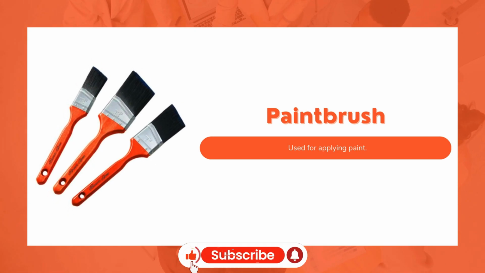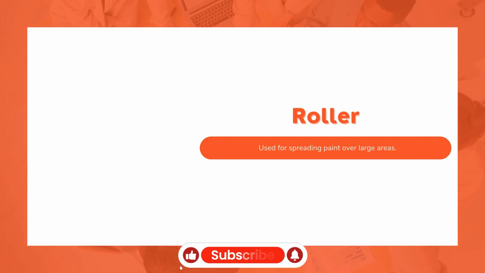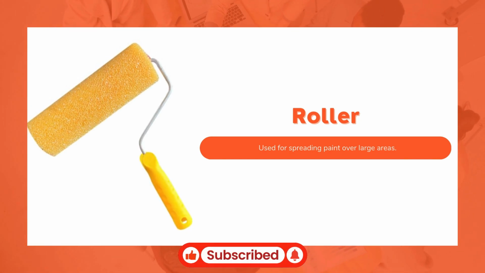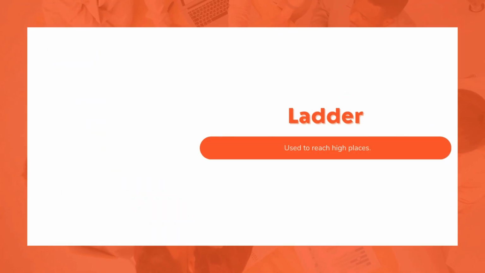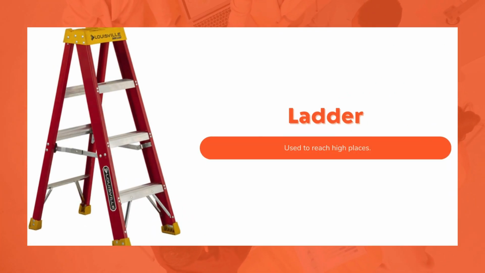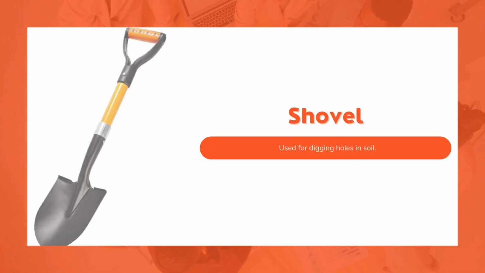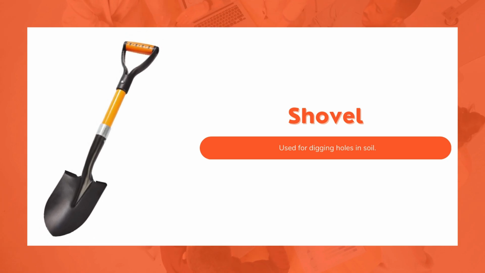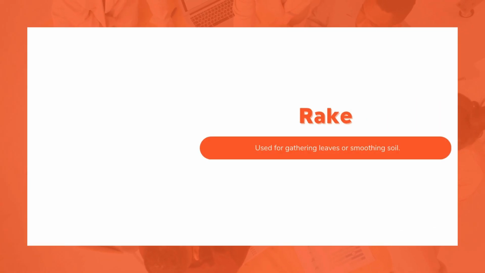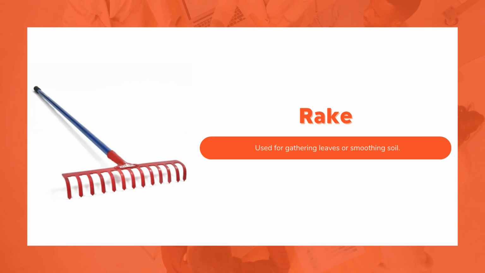Paintbrush used for applying paint. Roller used for spreading paint over large areas. Ladder used to reach high places. Shovel used for digging holes in soil. Rake used for gathering leaves or smoothing soil.